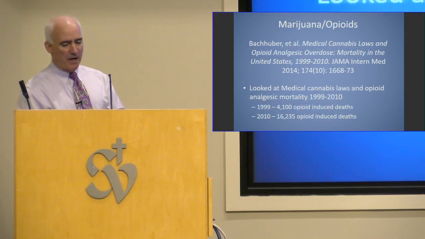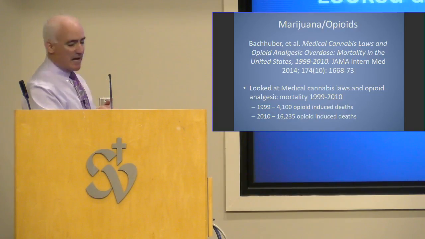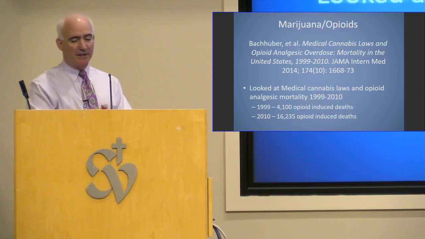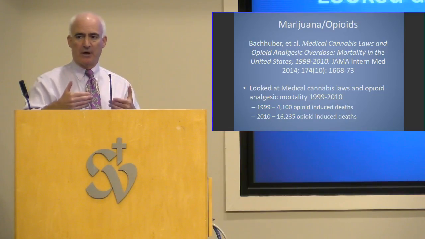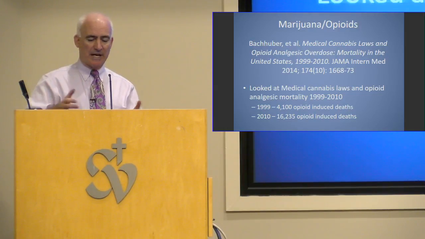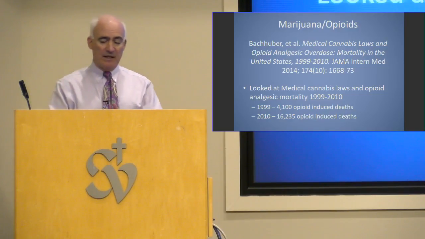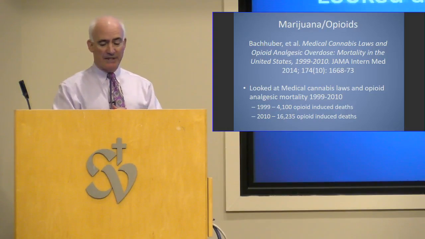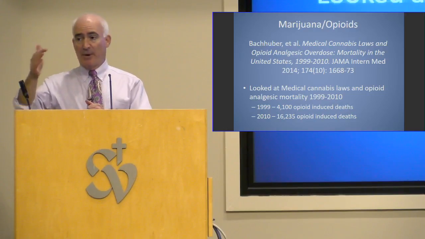This is a little bit older, Bachhuber et al. Medical cannabis laws and opioid analgesic overdose mortality in the United States. They're saying, okay, in the states that implemented medical marijuana, did opioid overdose decrease? They looked at cannabis laws from 1999 to 2010, and in 1999, there were 4,100 opioid-induced deaths. We all know this literature. In 2010, there were over 16,000, and we know in 2015 that went up higher.